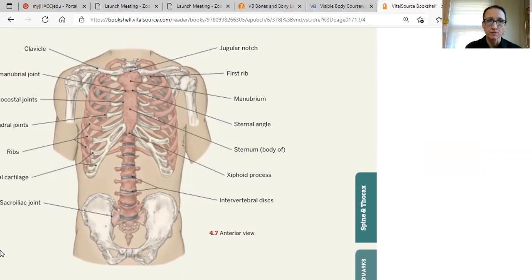Cartilage and then to bone. So we have a couple of different joints here. Now these joints are not freely movable, so they're going to be considered synarthroses, or not articulated, not moving. Okay.